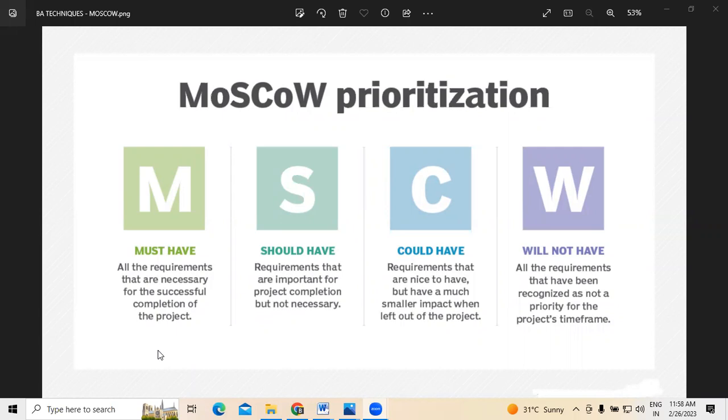For example, will not have means, for example, you are enabling an app, giving an mPOS or an app feature for a point of sale system, which is not really necessary. Those are requirements that are important to complete the project, but may not be necessary, because that mPOS may be an additional thing you can give. But just because you have given a POS doesn't mean that the project is successfully completed. So those are the differences you need to understand between must and should.